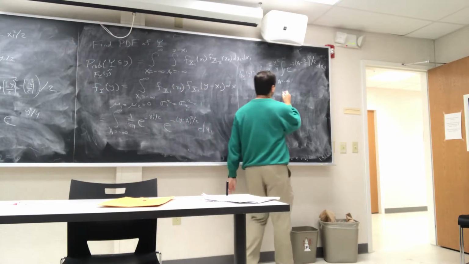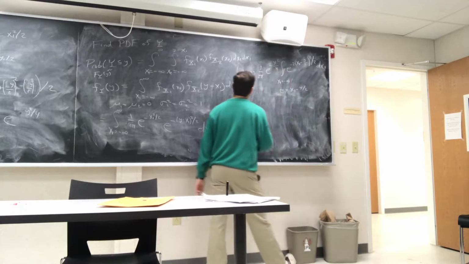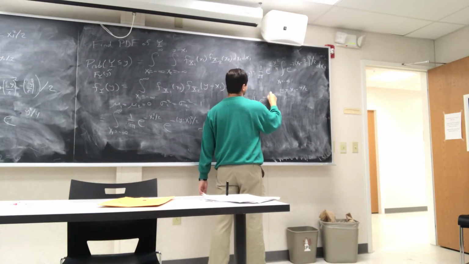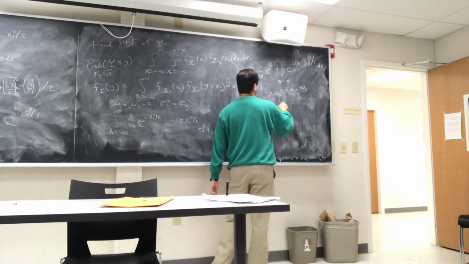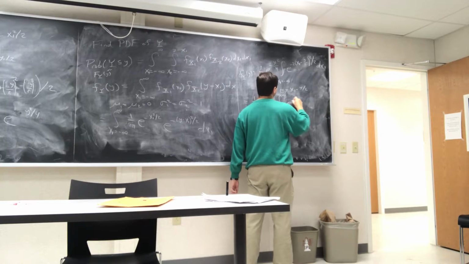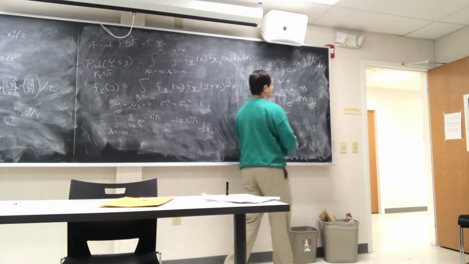I can change variables. Let's let t be x1 minus y halves. This is the same as 1 over 2 pi e to the minus y squared over 4 integral t goes from minus infinity to infinity e to the negative 2 t squared over 2 dt.